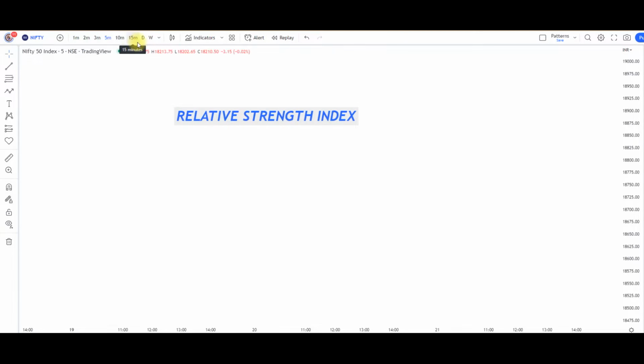5 minutes, 15 minutes. If you are a scalper, you can use the 1 minute or 3 minutes time frame. Or else if you are an intraday trader, you can always go for the 5 minutes and 15 minutes time frame. Like this, RSI will work very well in any time frame, from 1 minute to monthly. And some traders use only RSI for their trading. They will not use any other indicators.